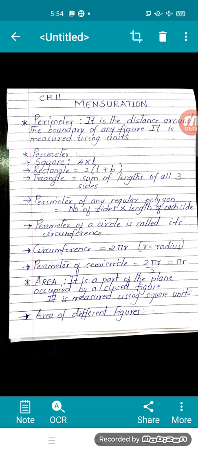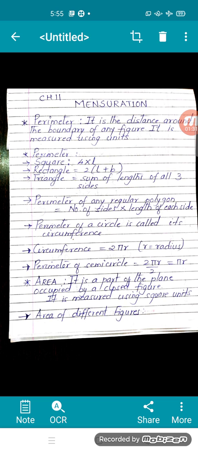Now let us see area. The second point is area. Area is the part of the plane occupied by a closed figure. A closed figure can be of different regular or irregular shapes. It is measured using square units.